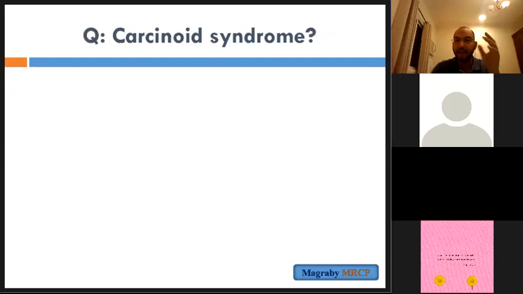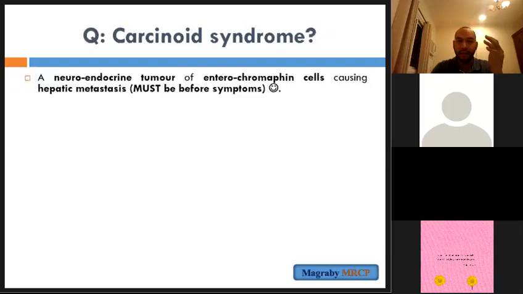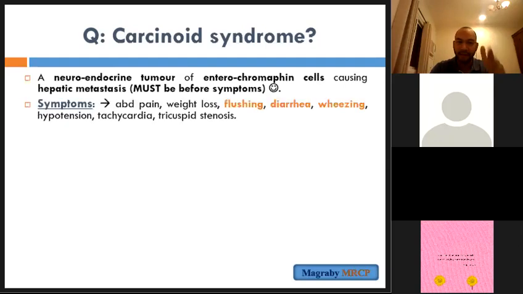Right. For the carcinoid syndrome, as you know, it's characterized by the famous triad of flushing, diarrhea, and wheezy chest. It is one of the neuroendocrine tumors. Usually it can come from the iliac region, and it goes to the liver and makes metastasis in the liver before the classical symptoms become apparent. So it's one of the causes of hepatomegaly. Carcinoid syndrome is characterized in the history by the triad of flushing, diarrhea, and wheezes.